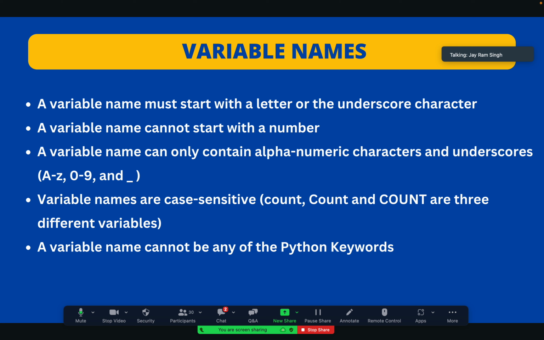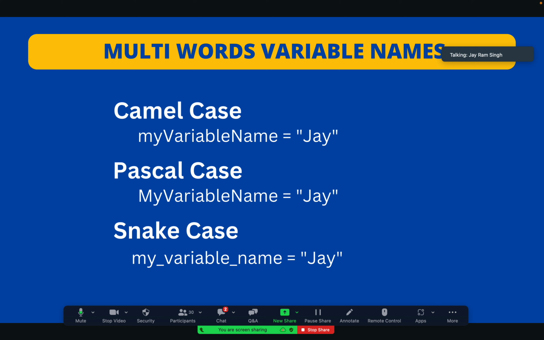Now some summary about variables. A variable name must start with a letter or underscore. A variable name cannot start with a number. A variable name can only contain alphanumeric characters and underscore. Variable names are case sensitive. We also saw that a variable name cannot be any of the Python keywords. So we are all clear.